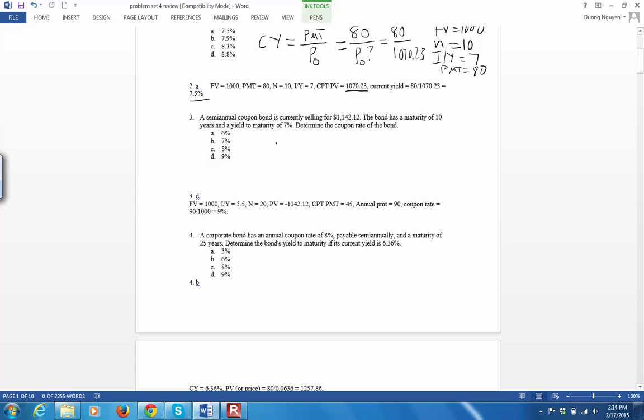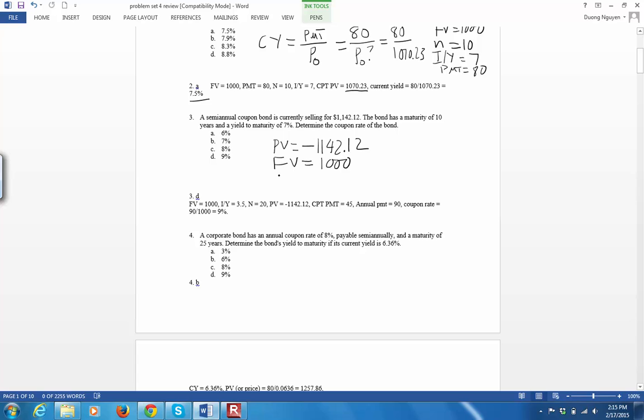So you put in here the price of the bond, currently selling at 1,142.12. When you put it in the calculator, you have to put a negative sign. Why negative? Because when you buy the bond, you have to pay, so it is an outflow, and an outflow should have a negative sign. However, if you buy the bond, you receive the principal at the end, which is the future value, $1,000. When you receive it, it is positive.